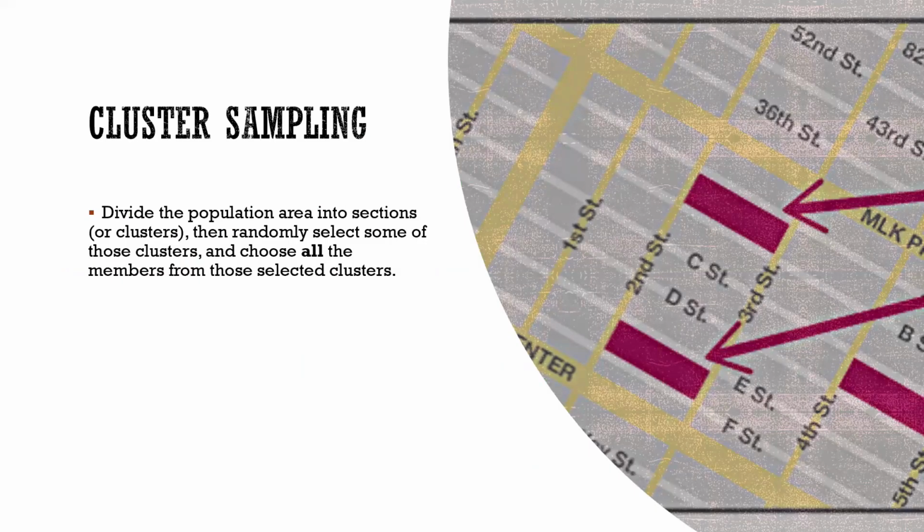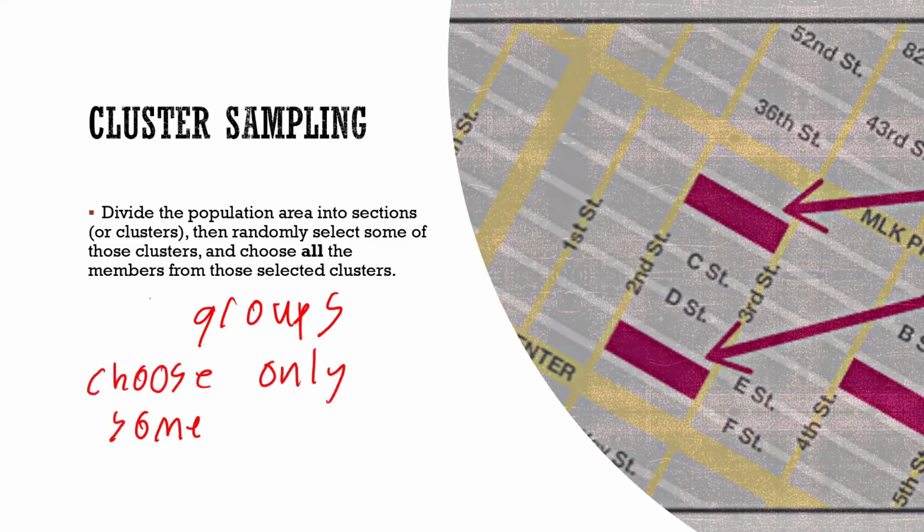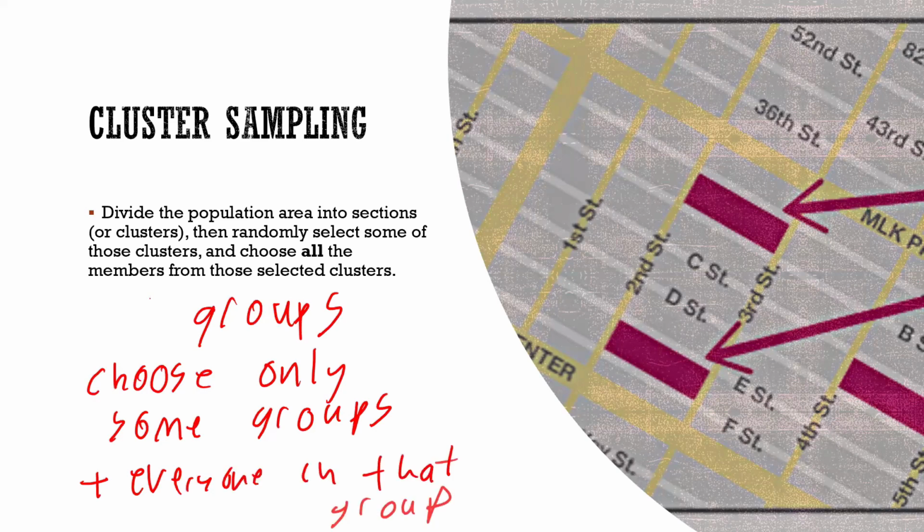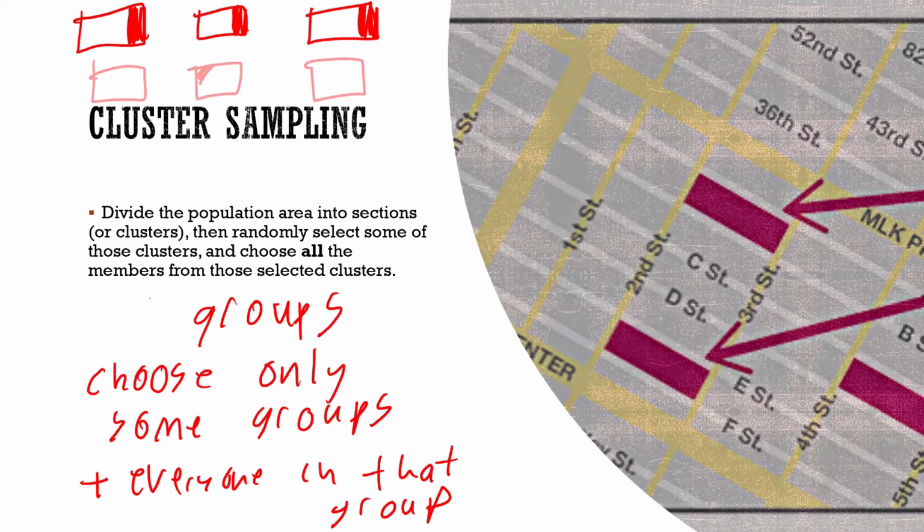In cluster sampling, I divide into groups, but I would choose only some groups and everyone in that group. So in this first diagram, I've got 3 groups, and I'm choosing part of each of them. So this would be stratified. This would be cluster.